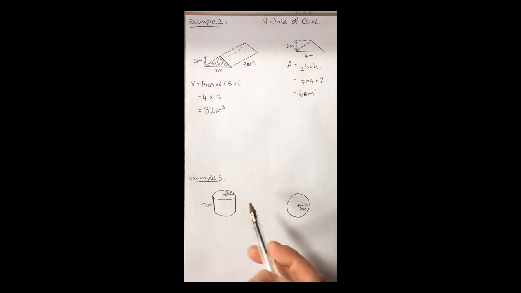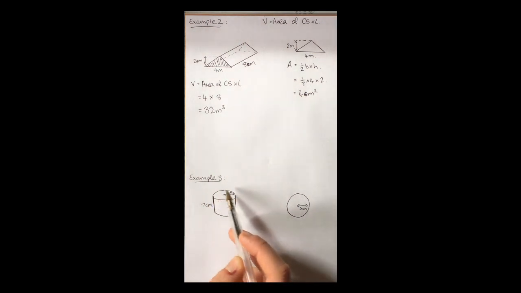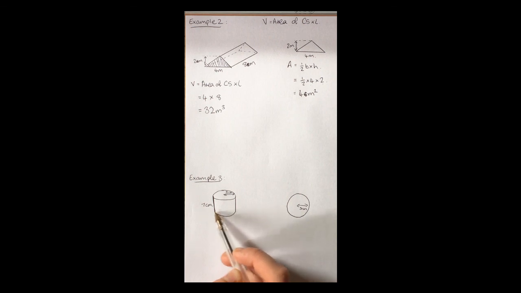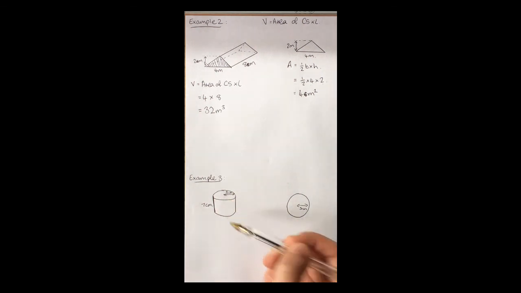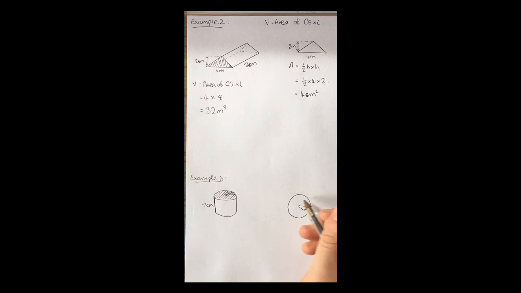In example 3, we have a cylinder. A cylinder is a prism with a cross section that is this circle on the top. This circle here is projected all the way down this shape, and it's the same circle on this end and that end. So that's our cross section. This is our cross section.